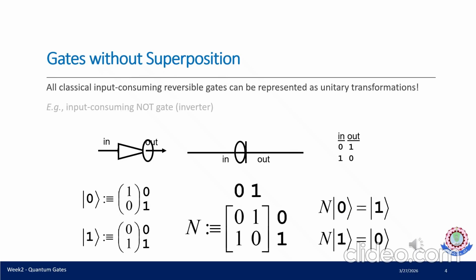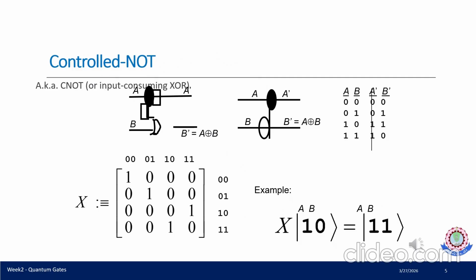Gates without superposition: all the classical input-consuming reversible gates can be represented as unitary transformations. An example is the input-consuming NOT gate. Controlled NOT is going to be the input-consuming XOR. This is the truth table which reveals the |0> and |1> states, holding the combinations of ones and zeros.